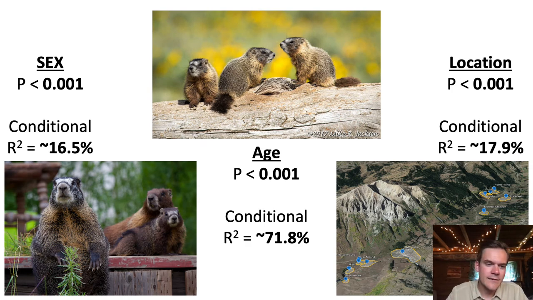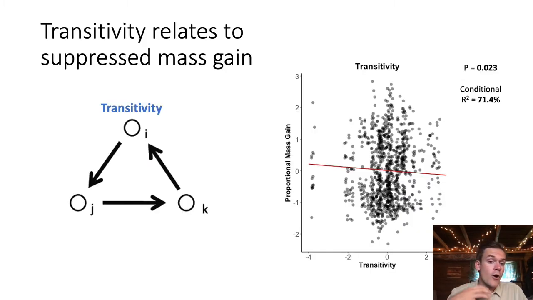Our first finding was with our fixed effects that sex, age, and location are significant contributors or predictors of mass gain, and that they explain a majority of the variation in our models. This coincides with previous work done in the system on mass gain. Our only main effect was with transitivity, which gets at the connectivity of a network. And this was related to suppressed mass gain.